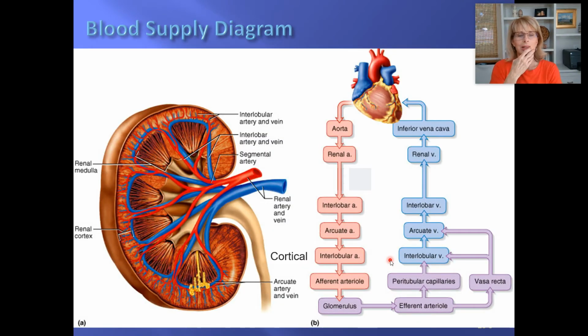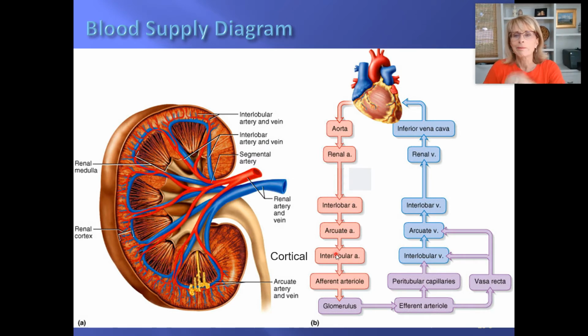So let's see if we can see that. Well, we can see some of it. Here's the renal artery, right? And then we've got the interlobar artery, and then we've got the arcuate artery, and then things get small. The cortico-radiate arteries are all of these that radiate up into the cortex, right? And then things get super small: afferent arteriole, glomerulus, efferent arteriole, peritubular capillaries. And then things come back out the way they go in.